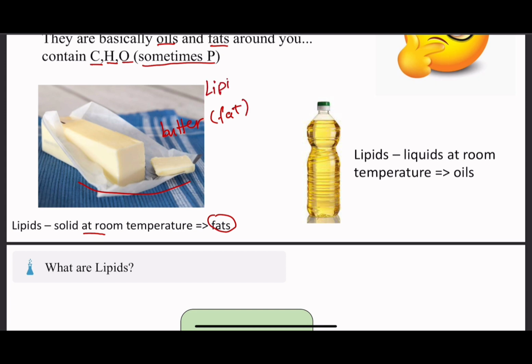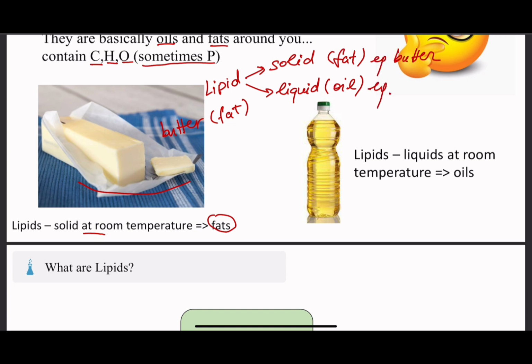So lipids divide into two types. Some of them are solid, and some of them are liquid. The solid ones we call fat, the liquid ones we call oil. An example for the solid could be butter, and for the oil you can see, for example, this looks like sunflower oil.